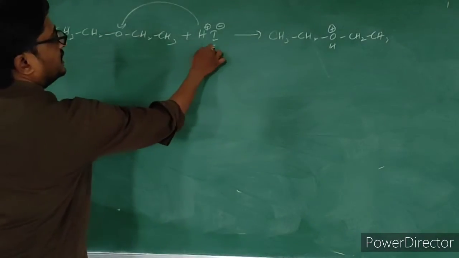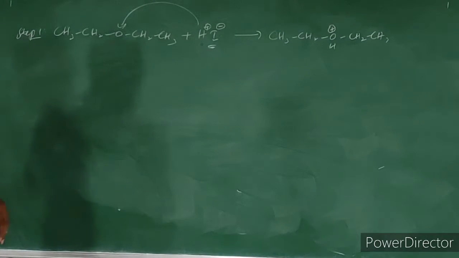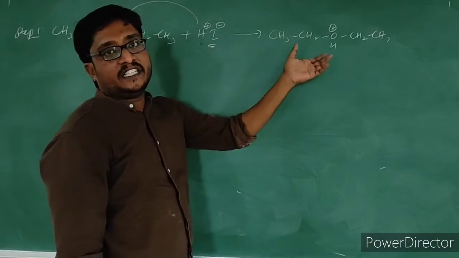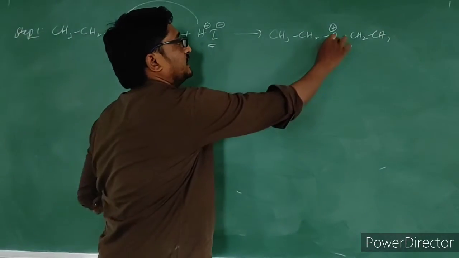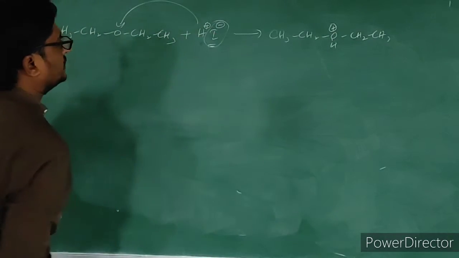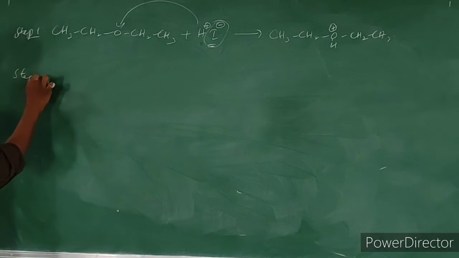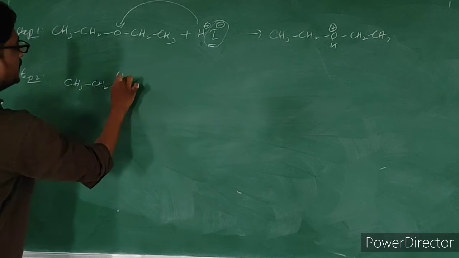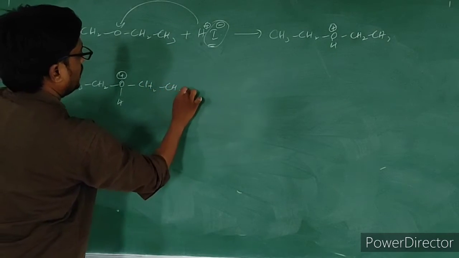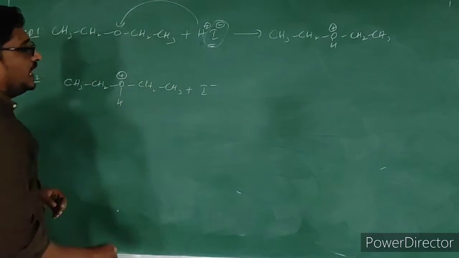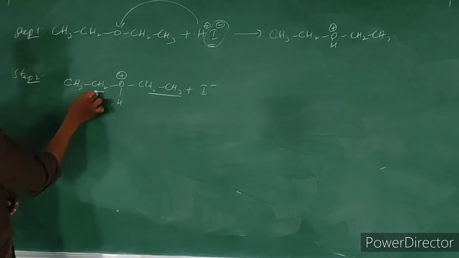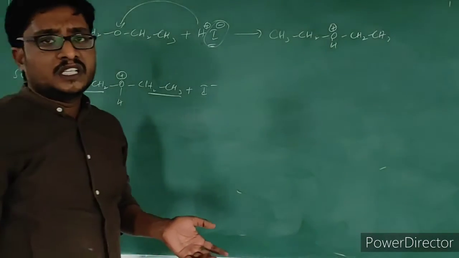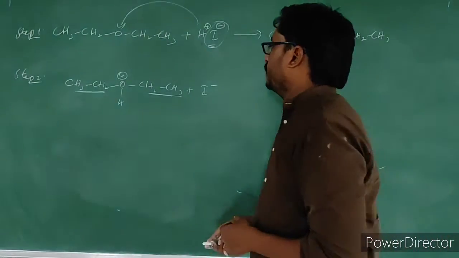Now the I minus which is present here will later attack this protonated ether. This is nothing but the protonated ether, so it will be attacked by this I minus. Let us see the attack. In step 2, the protonated ether which got produced here will be attacked by the I minus. I minus can attack either this alkyl group or this alkyl group. Both are the same, so it can attack any one of the alkyl groups.